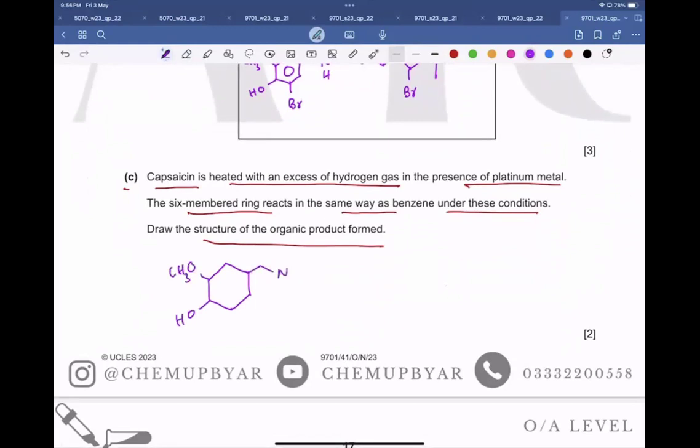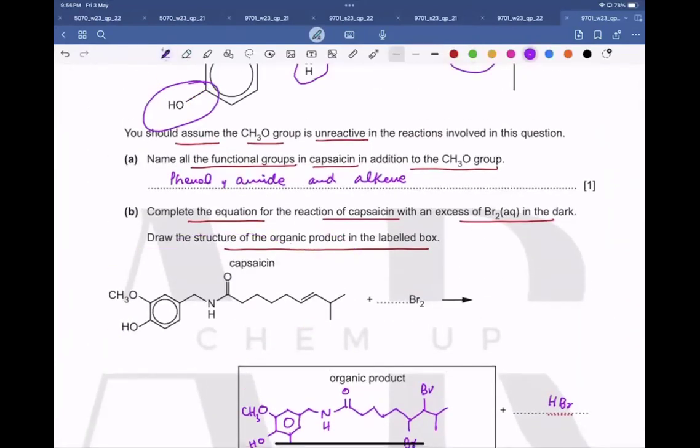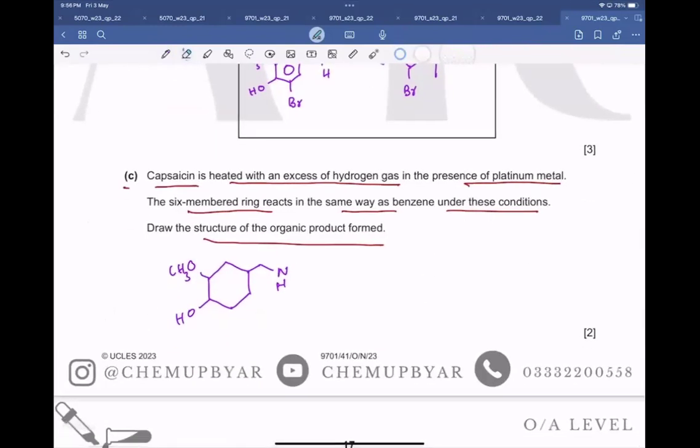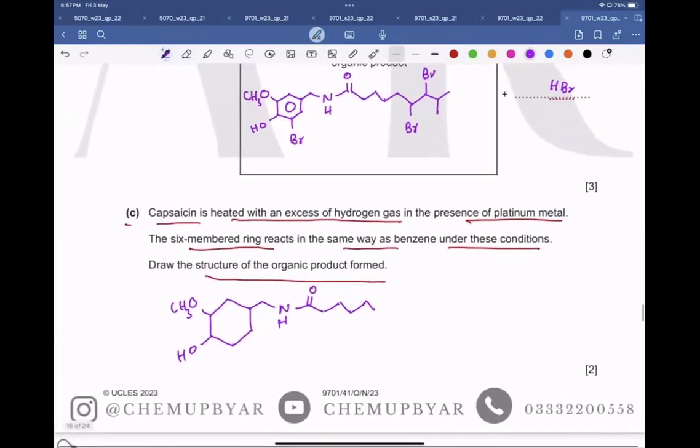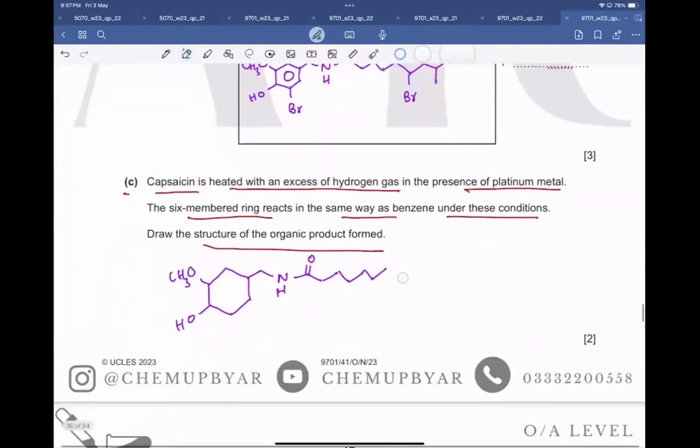And in this case, the rest of the structure remains the same. This whole thing remains the same. Only this pi system over here disappears, because each carbon now gets one more hydrogen over here. And here there is a double bond. So on that double bond, the addition takes place. And we get a single bond over here. Is this clear? So this would be the structure in this case.